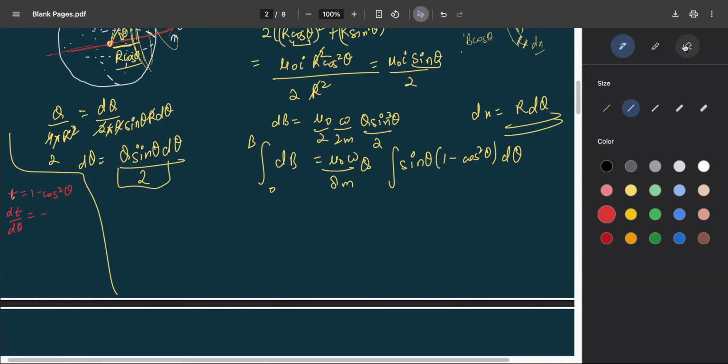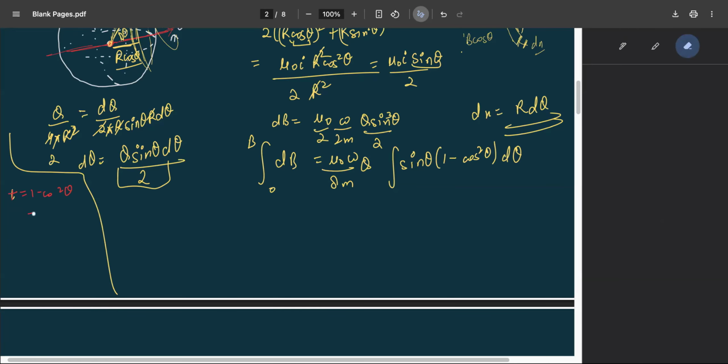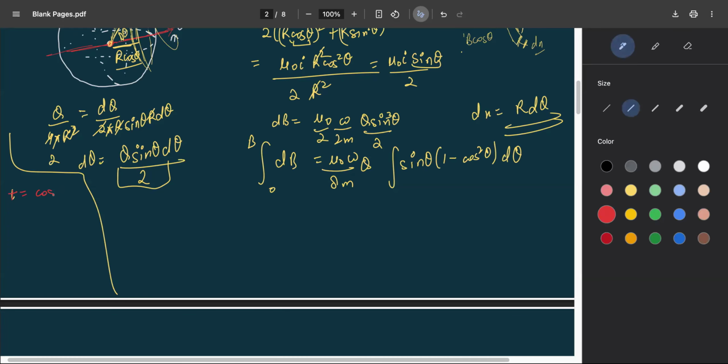Oh no! Don't do this. Do one thing instead of this. Put this equal to cos theta. Now differentiate. The moment you do this, dt by d theta will result to minus sine theta. So you can put minus sine theta d theta equals dt. I have sine theta and I have d theta. Instead of this, I can put minus dt.